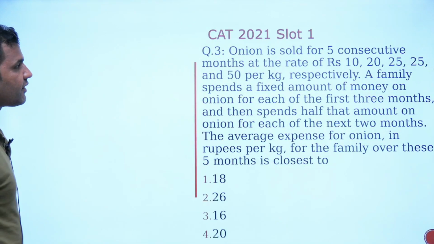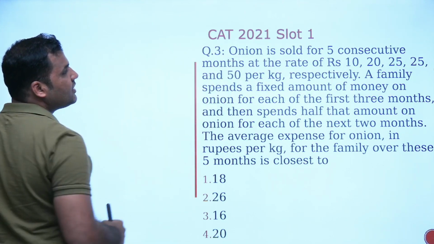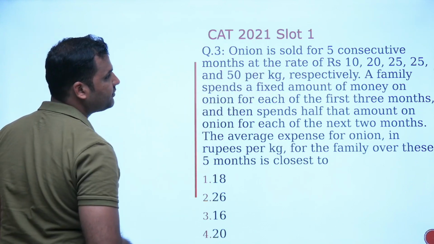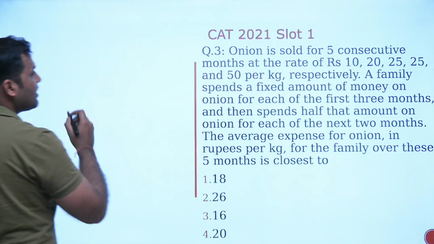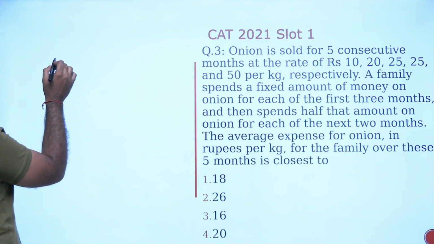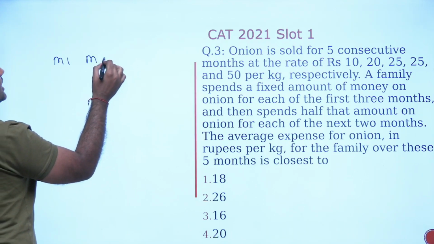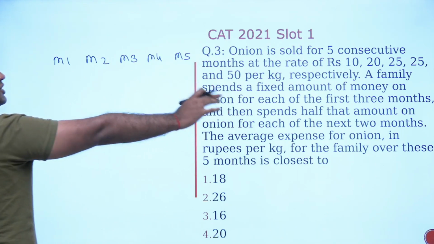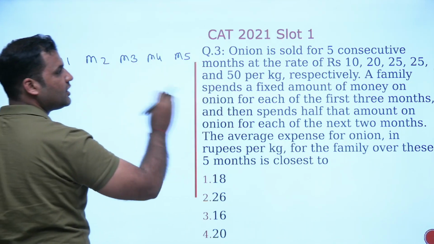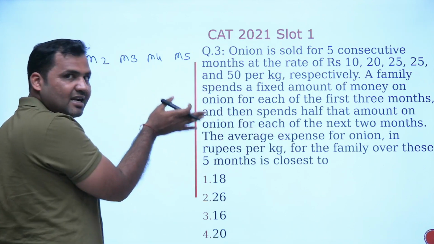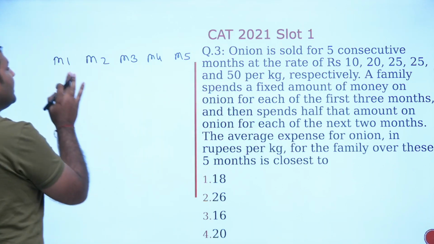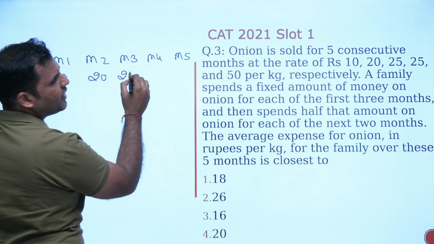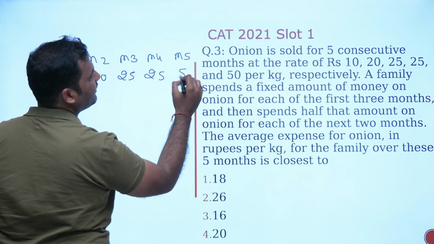Look at the next question of average. Again, a very simple question. Onion is sold for 5 consecutive months at the rate of 10, 20, 25, 25 and 50 per kg. These are the rates of 5 months, right? Month 1, just understand what is given in the question. If you read the information given in the question properly, with understanding, the question will get solved on its own. The prices are 10 rupees here, 20 rupees here, 25 rupees here, 25 here and 50 here.